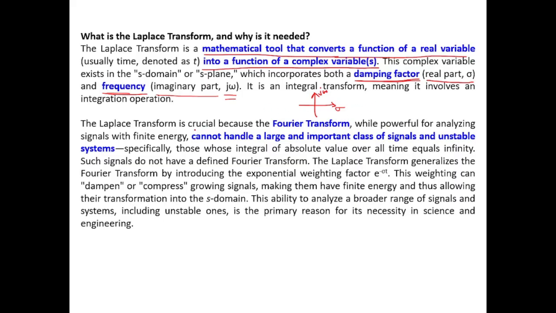Now, why is it crucial? Because the Fourier transform only exists on the j omega axis. Fourier transform means, as we discussed, it is basically j omega. In this Laplace plane, or the S plane, j omega is present at sigma equals 0. So when sigma equals 0, the Laplace operator becomes the Fourier transform, and hence the Laplace transform is regarded as the generalized Fourier transform. Now, what was the need? The need was that the Fourier transform was not able to handle a large and important class of signals and unstable systems which were going out of bound.